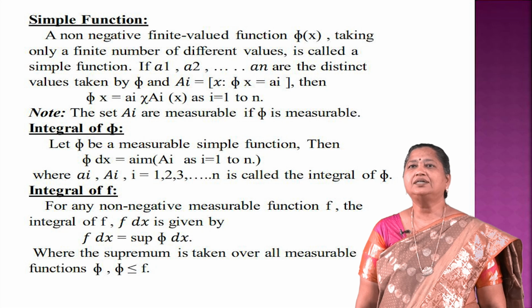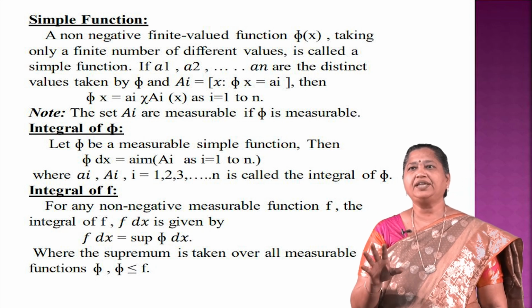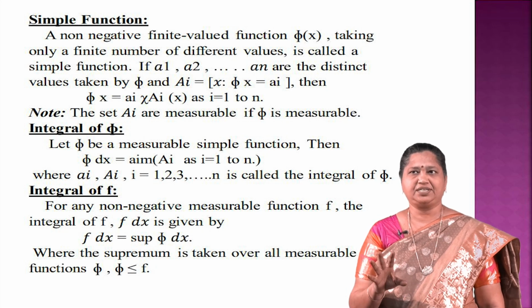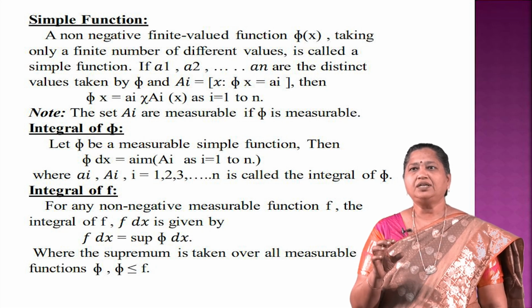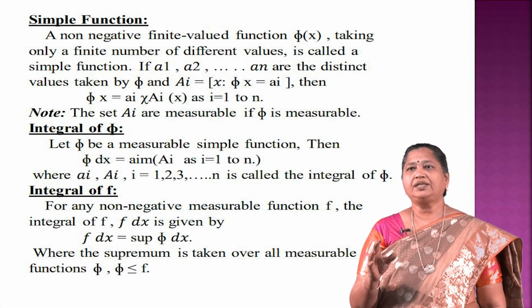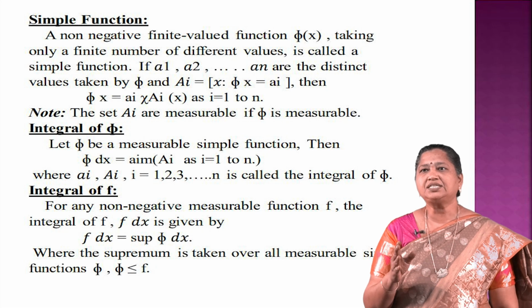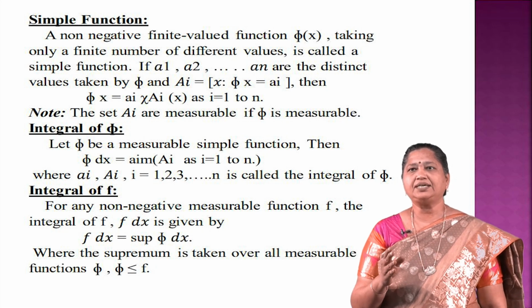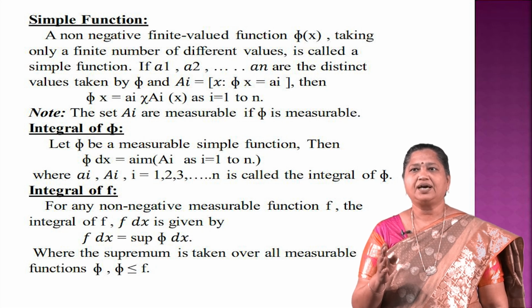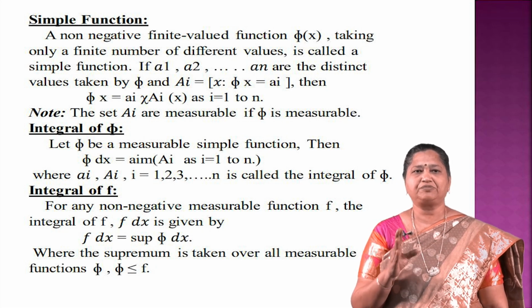First of all, we have to see the simple function. A non-negative finite valued function phi of x taking only a finite number of different values is called a simple function. Just we have to take the finite values, but they are different values. So if a1, a2 and so on an are the distinct values taken by phi, and Ai is the set where phi of x is equal to ai, then phi of x is equal to the summation of ai times psi of Ai of x, i equal to 1 to n. So here, if every Ai is measurable, then phi is also measurable. It is one of the notifications.